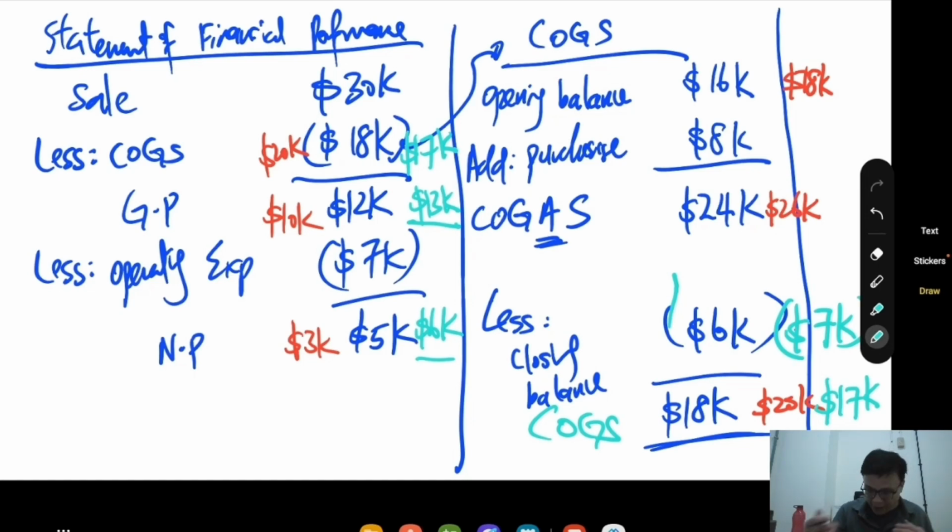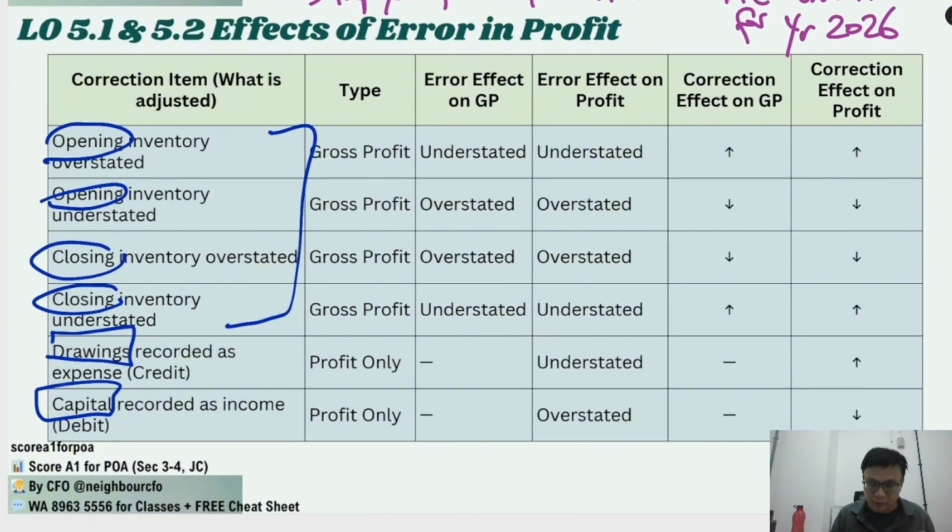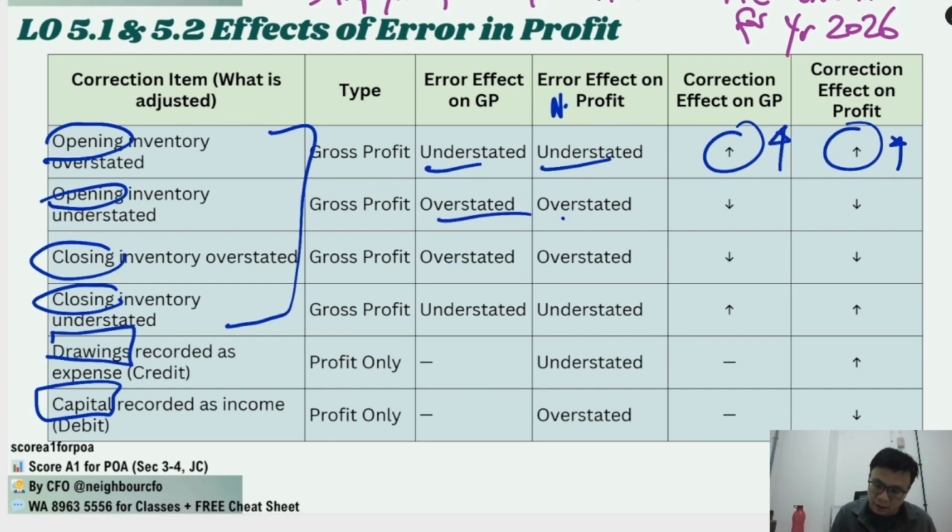The understating, all the figures will be in the opposite direction. You can use this framework to try it yourself. With that, let us now come back to this table. Once again, as I mentioned, if your opening inventory is overstated, your GP and MP will be understated. And when you do a correction, the effect on the MP and GP respectively will go up. Likewise, if it is understated, the flip side effect will happen accordingly.